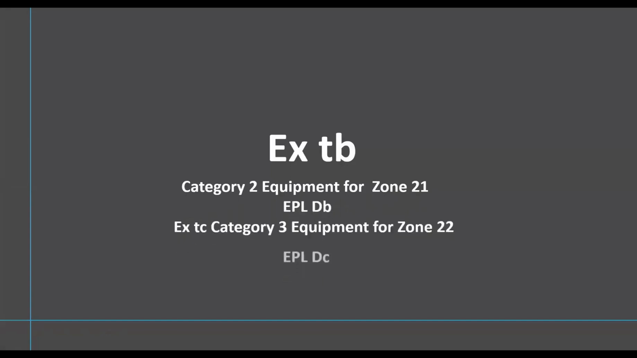Then we can move on to dusts, EXTB. It's category 2 equipment for zone 21. Remember, anything to do with dust starts with a 20. Zone 20 is for intrinsically safe, category 1 equipment for dust. Zone 21 is category 2 equipment. And category 3 equipment for dust is zone 22. As an EPL, DB is category 2 equipment for dust, or DC, category 3 equipment, for zone 22 for dust.